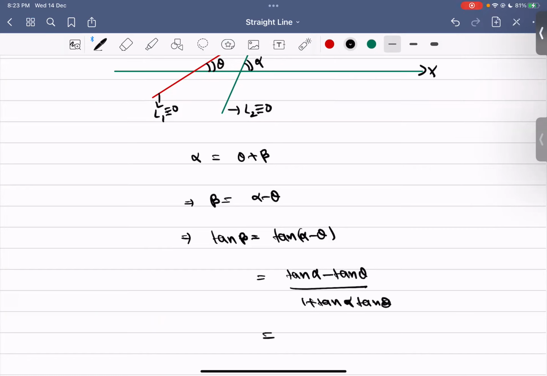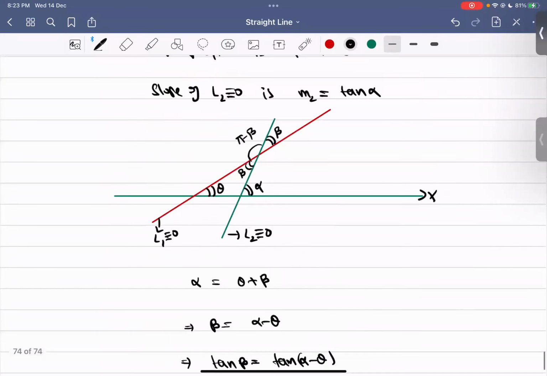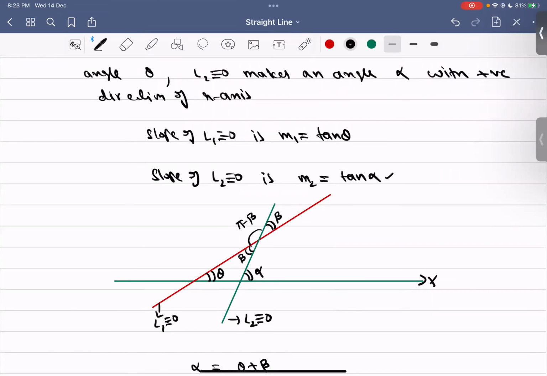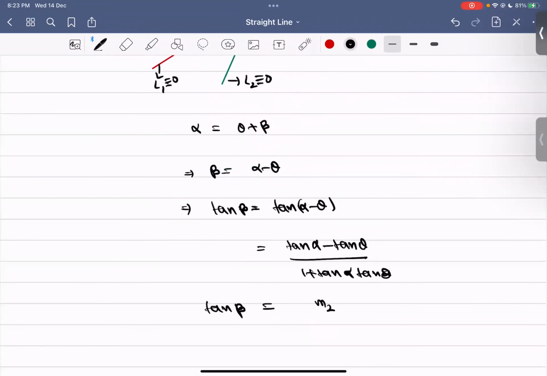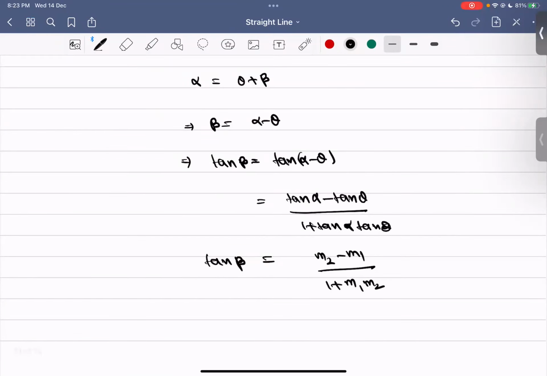Therefore, tan beta is equal to, tan alpha is what? M2. Tan theta is M1. Therefore, with the slope of the second line M2 and the slope of the first line M1, tan beta is equal to (M2 minus M1) by (1 plus M1 M2). In general, by convention, the angle between two lines we take is the acute angle only. Acute angle means tan beta is positive. That's why, to find the angle, you put the modulus here.